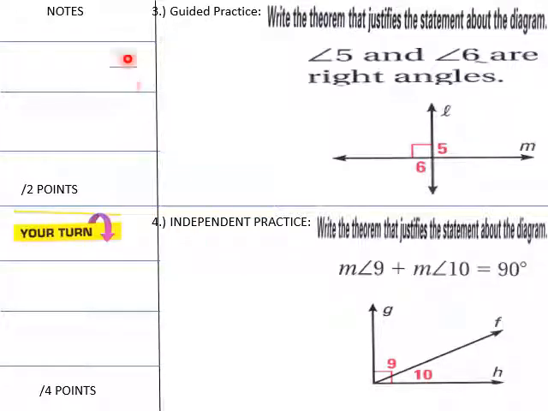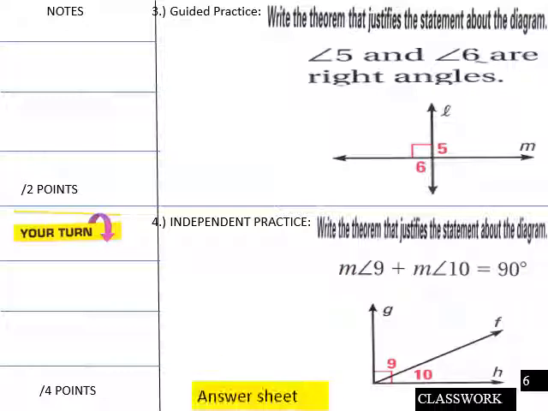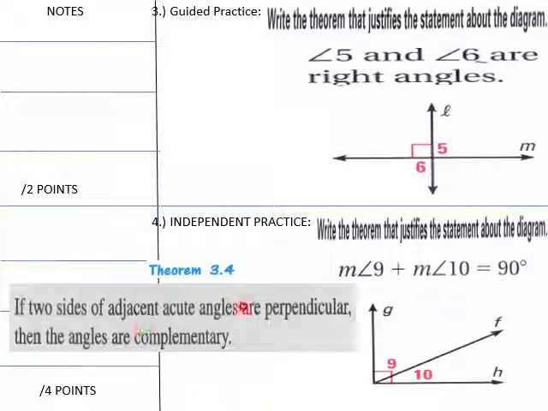Okay, our next guided practice. Write the theorem that justifies the statement, students. This is you. Okay, here we go, students. This one is on me: if two sides of adjacent acute angles are perpendicular, then the angles are complementary, so angles 9 and 10 are complementary here.